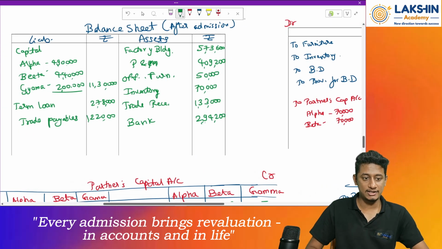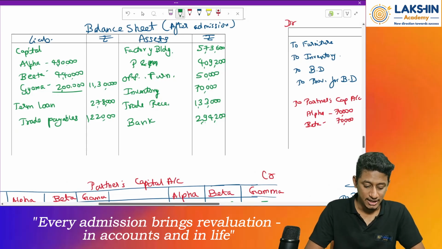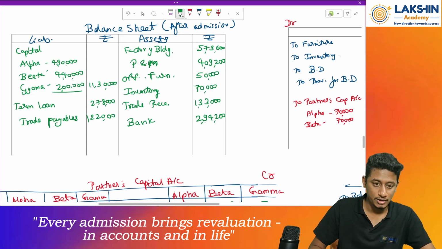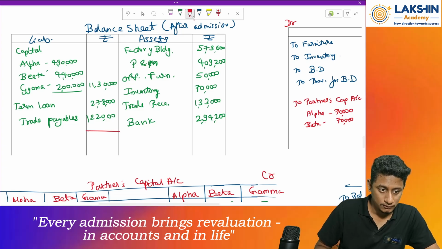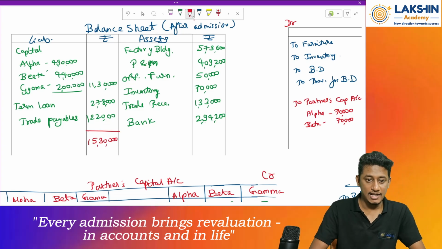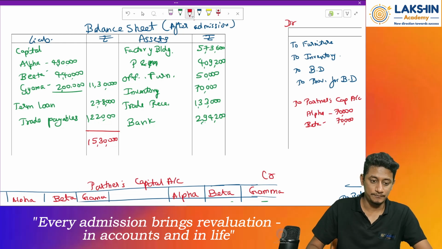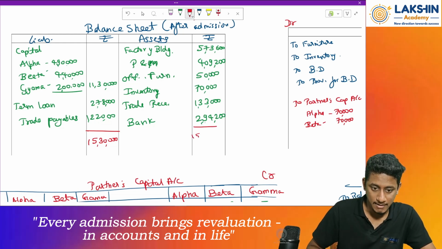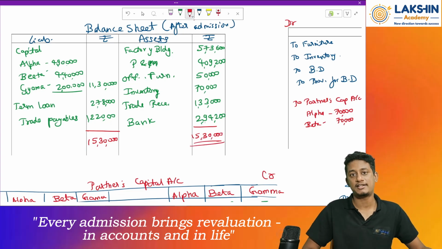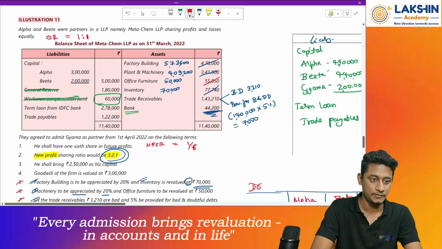Let's try to balance the balance sheet now. Start from the liability side. 11,30,000 plus 2,78,000 plus 2,22,000 equals what? 15,30,000. On the asset side, 5,73,600 plus 4,09,200 plus 50,000 plus 70,000 plus 33 plus 2,94,200 equals 15,30,000. And my balance sheet is tallied. So by this I end this question. Then going ahead.